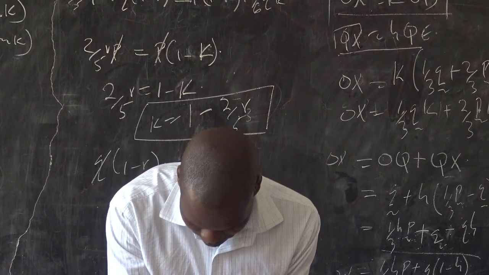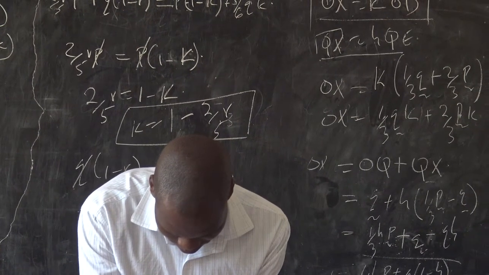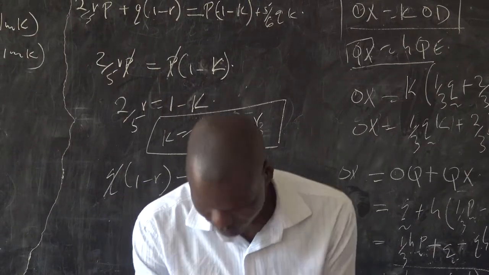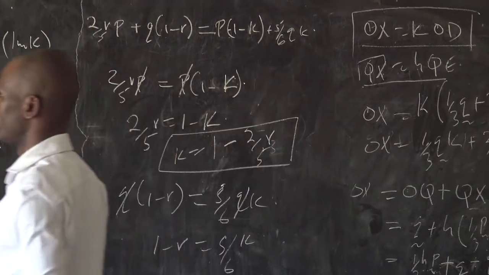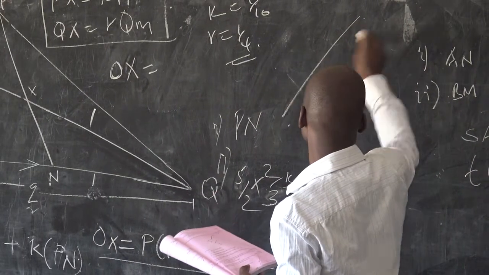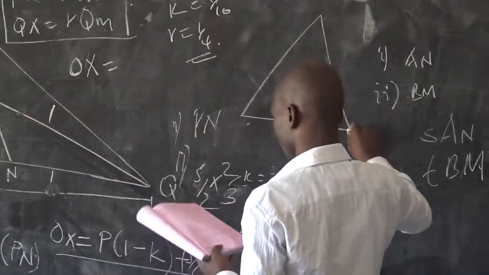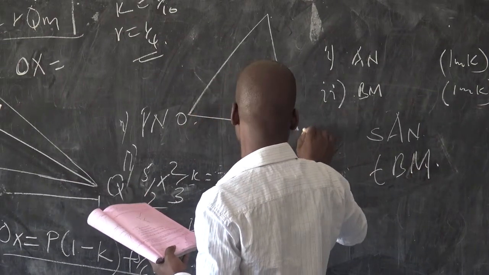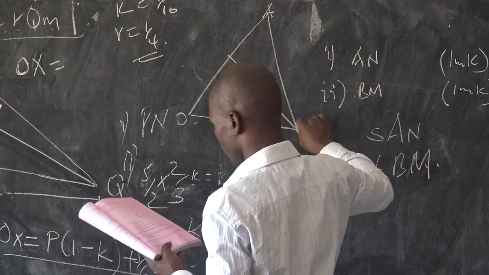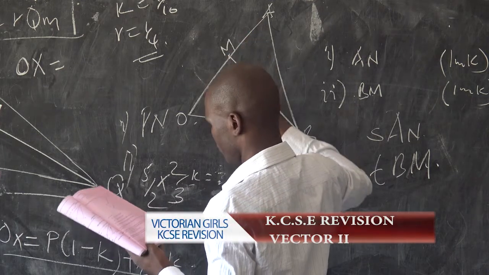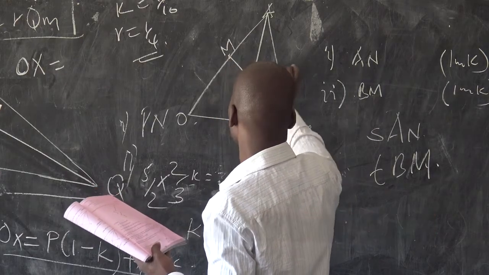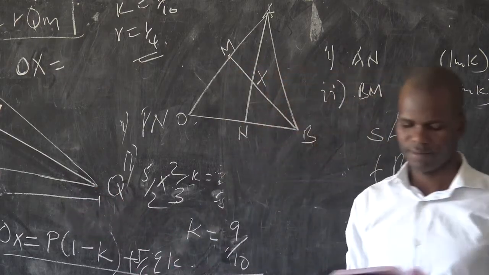So the triangle is this. This is the triangle we are talking about. So we have O, A, B. We have M, and we have N. And where they intersect we have X.